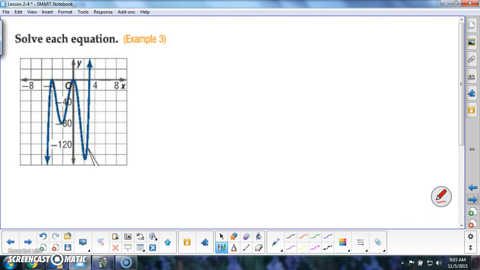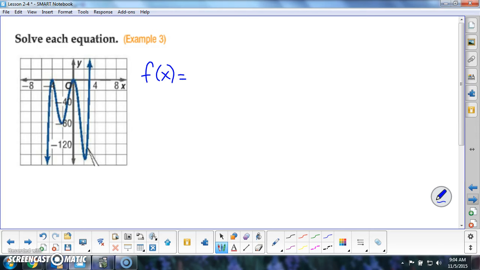Last thing we're going to do on this first part of lesson 4 is you're going to be given an equation or a graph, and you're going to be asked to solve the equation. Now to solve it, you just have to give me the x-intercepts. If I were to write an equation for this graph, there are 4 turning points, so I'm going to guess it's going to be a 5th degree polynomial. So this would be the equation that I would come up with.